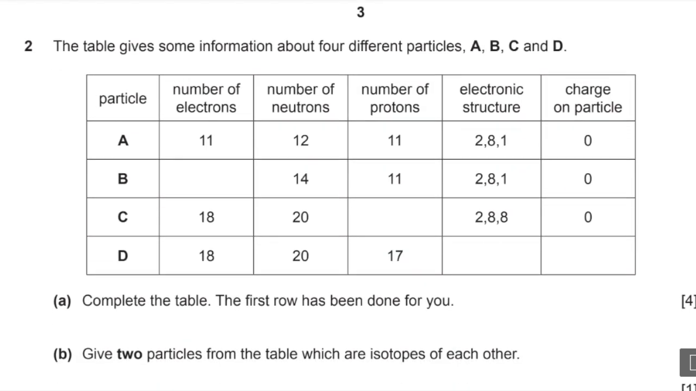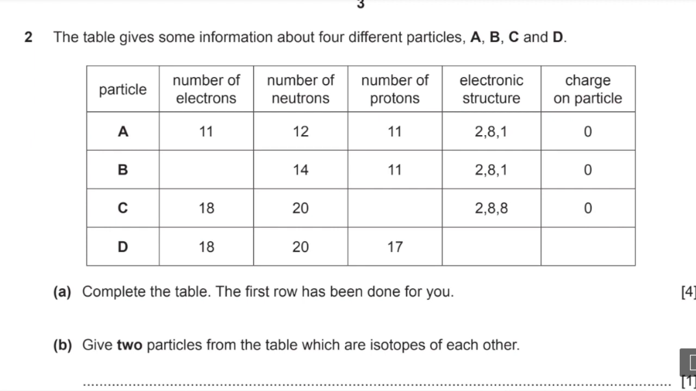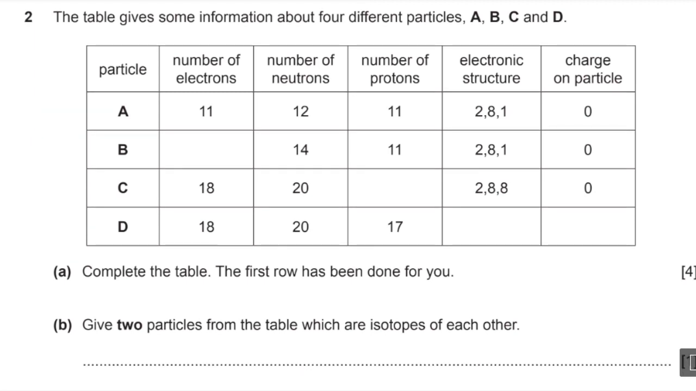Question number 2. The table gives some information about 4 different particles A, B, C, and D. A, complete the table. The first row has been done for you. Alright, so coming to particle B, you can see that the number of protons is 11. The electronic structure is also given, which if you add 8 plus 2 and then 1 is also 11, meaning that the number of electrons is 11.